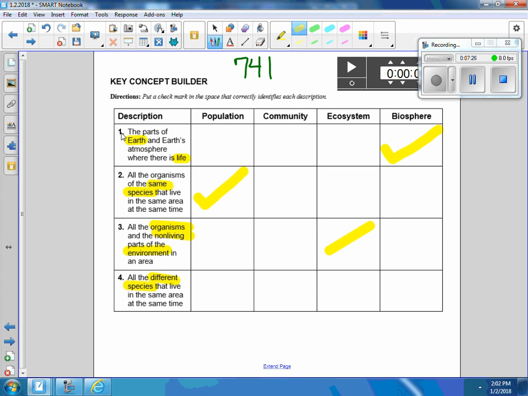Different. When we talk about the different species, we're talking about the community. Good. So, community is different species. Population is same species. Ecosystem is all the communities plus the non-living parts. And the biosphere is just the earth with life. Good? All right, next part.